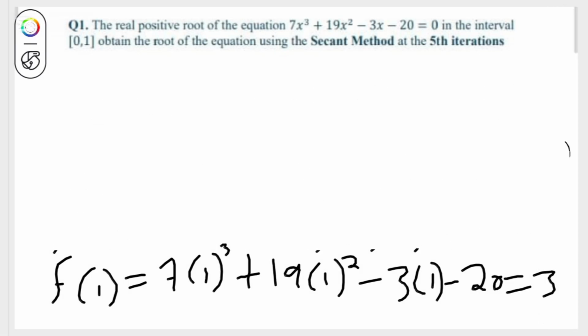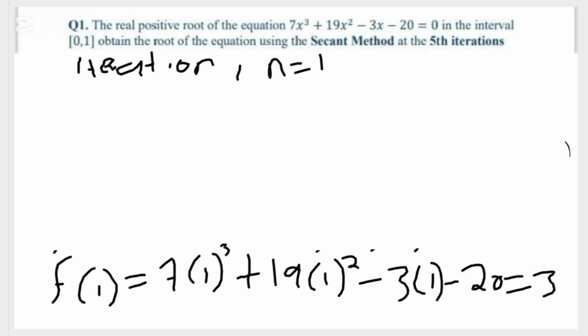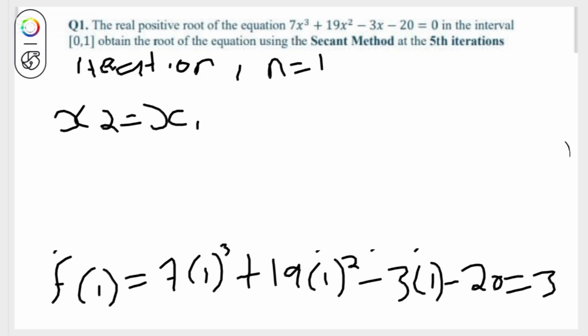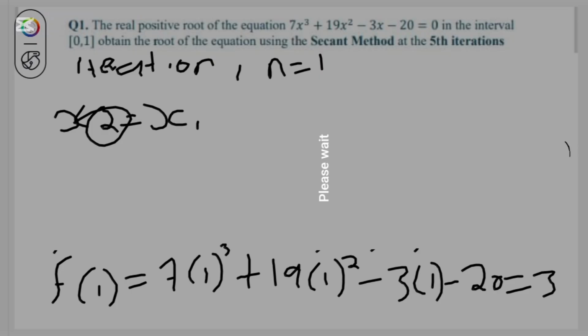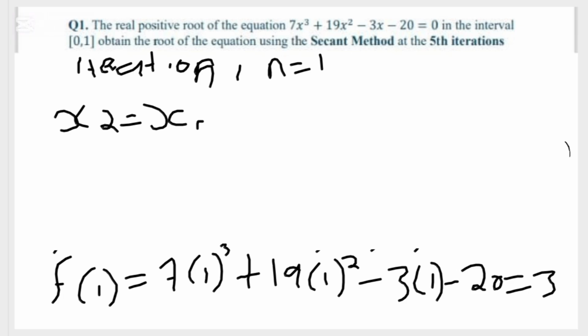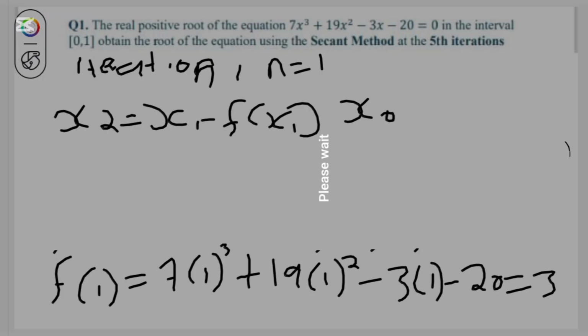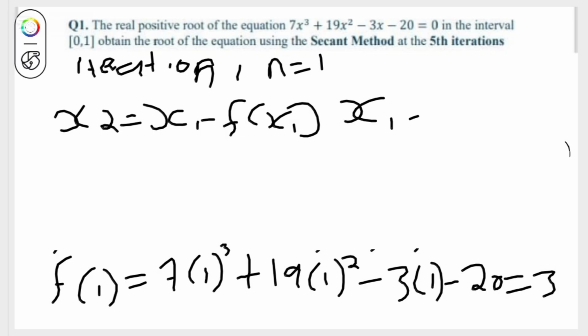The next thing that I'm going to do is find the first iteration, at n equals 1. So I have to say x2 is the same thing as x1, because the formula says x of n plus 1. When n equals 1, this will become 2. According to the formula, this place is n, so I have to replace it with 1. So minus f of x1 multiplied by x1 minus x of 0.